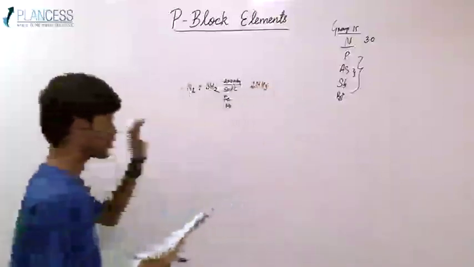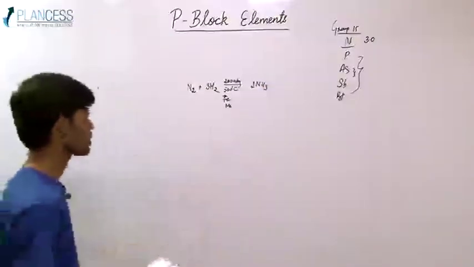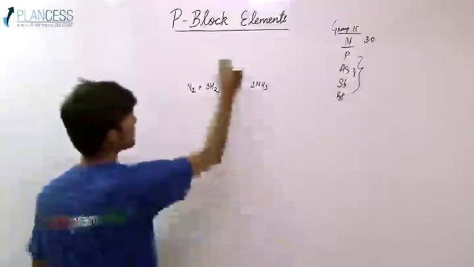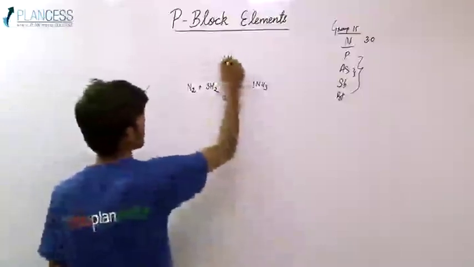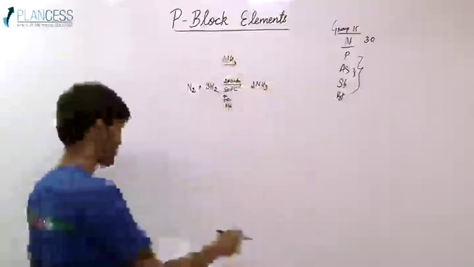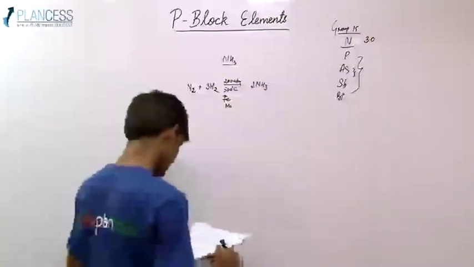So this was all the reactions of nitrogen. Now talking about the compounds of nitrogen, first would definitely be ammonia. I have talked about the preparation. This is the Haber's process by which ammonia is prepared.